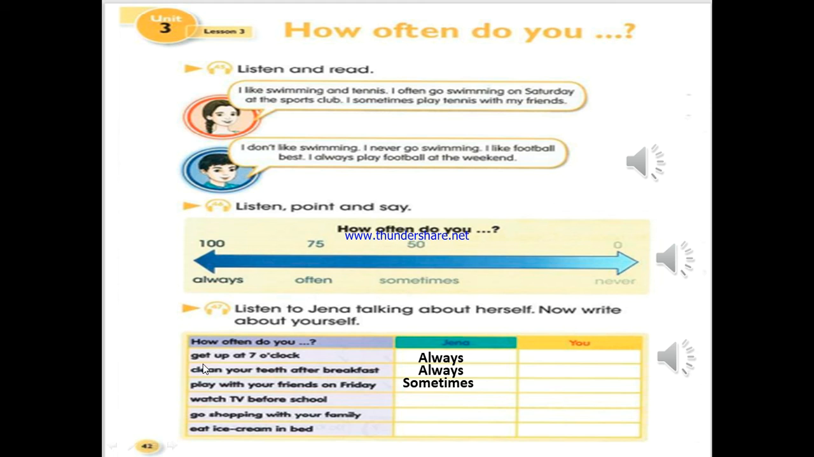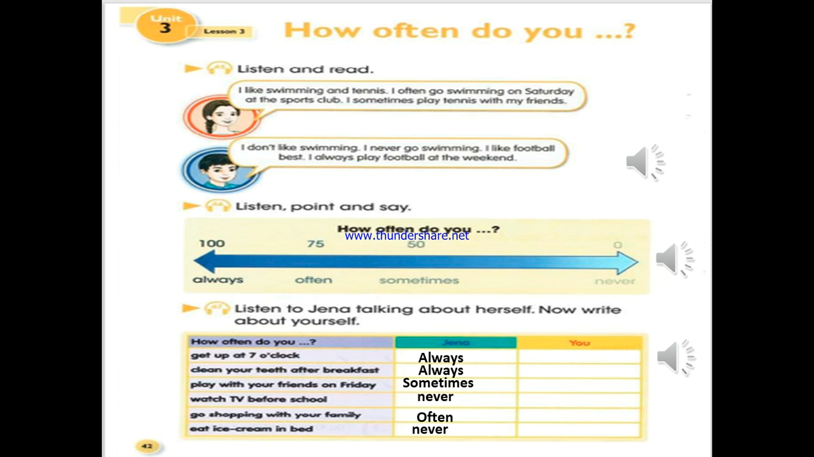How often do you watch TV before school? I never watch TV before school. How often do you go shopping with your family? I often go shopping with my family on Saturday. How often do you eat ice cream in bed? I never eat ice cream in bed.